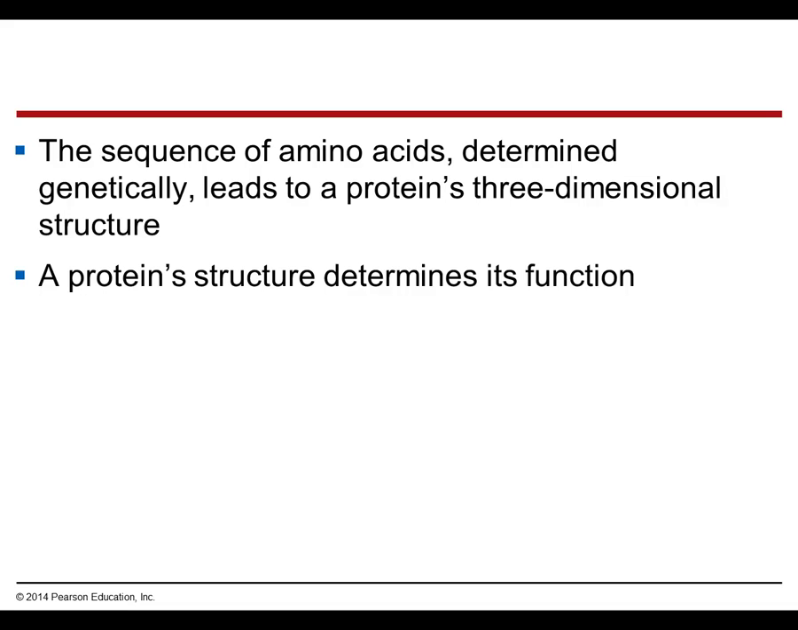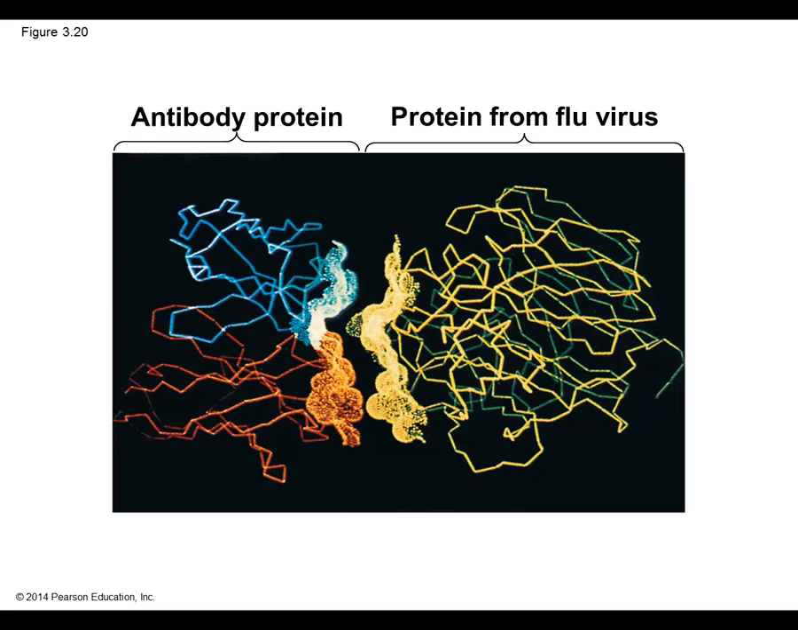Your sequence of amino acids, determined by the gene encoding the protein, leads to the protein's three-dimensional structure, and this structure determines its function. Like in this case, the antibody has a three-dimensional structure that will precisely fit with a specific flu virus protein.